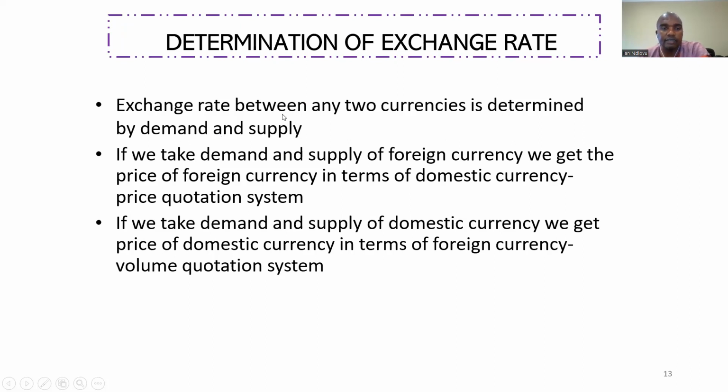The exchange rate between any two currencies is determined by the forces of supply and demand. That is, we don't have a fixed exchange rate regime, we're assuming a flexible exchange rate regime. So if we take demand and supply of currency, we get the price of foreign currency in terms of domestic currency, the price quotation system. If we take demand and supply of domestic currency, we get the price of domestic currency in terms of foreign currency, which is the volume quotation system.